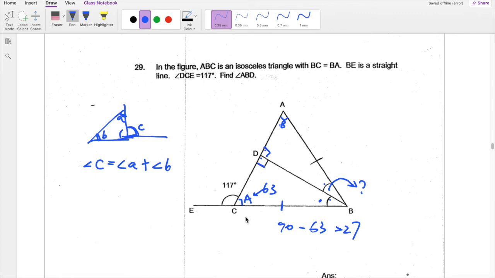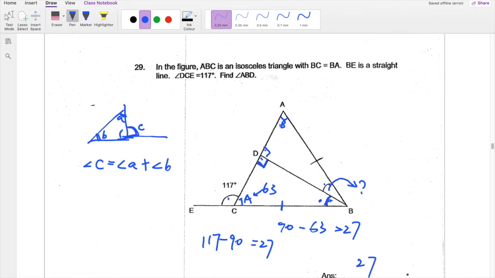So here in this one, we see that 117 should be equal to this right angle plus this angle. Then this angle is equal to 117 minus 90. So this gives 27 directly. We don't have to find this first, then come to here, right? We go straightforward: this angle equals this angle plus this angle, so this angle equals 117 minus 90. So you get 27, and this angle equals this angle, so the ABD is also 27.